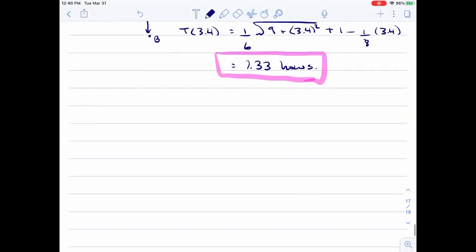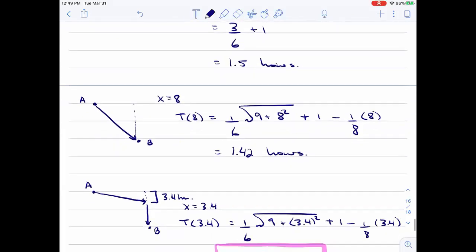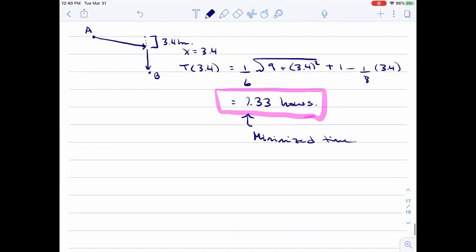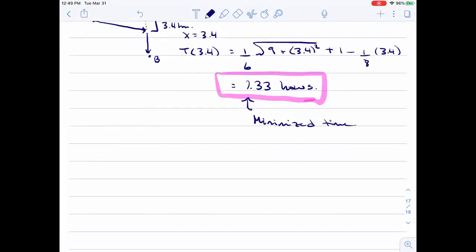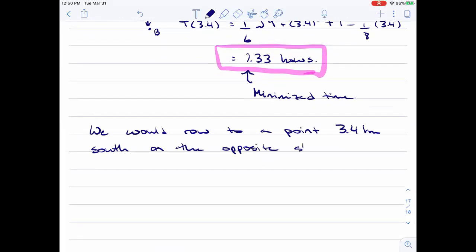This is the minimized time, because we've got 1.5, 1.42, and then 1.33 is the lowest. And so we would row to a point 3.4 kilometers south on the opposite shore, then run the rest of the way.